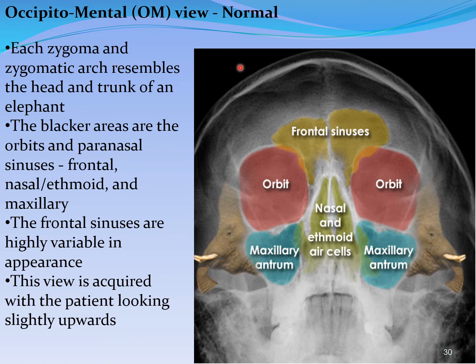This is the normal view of an occipitomental view. What we can see here is the areas marked with yellow are the frontal sinuses. The areas marked in red are the orbits. The area covered by light green are the nasal and ethmoidal air cells, and the dark green areas are the maxillary antra. On either side you can see the profile of the elephant, that is nothing but the zygoma and the zygomatic arch. Each zygoma and zygomatic arch resembles the head and trunk of an elephant.